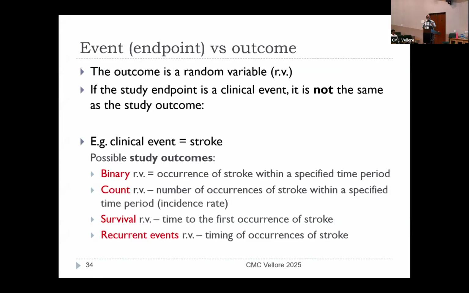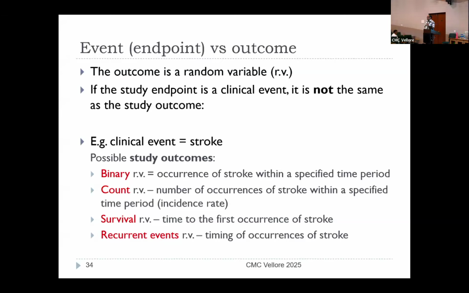Or I should have put there also, you could have total events. How many strokes did you have? That's sort of the count that you have there. And so you see that just saying, oh, my outcome is stroke, that's not adequate. And it's actually incorrect from a statistical standpoint.